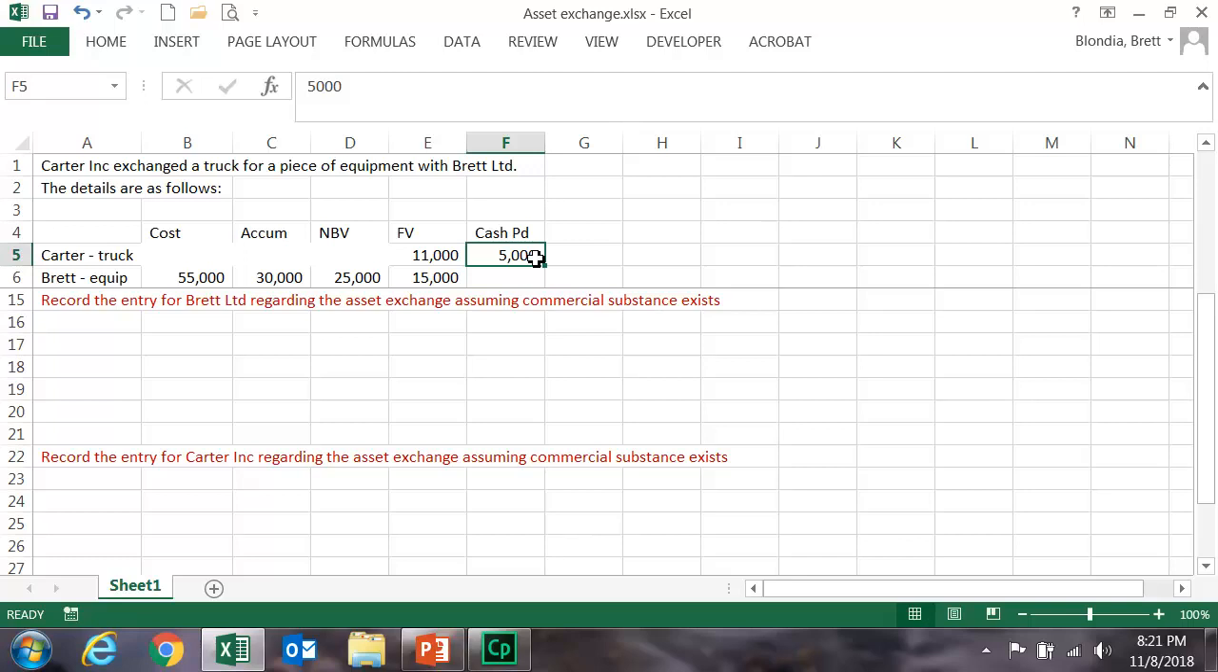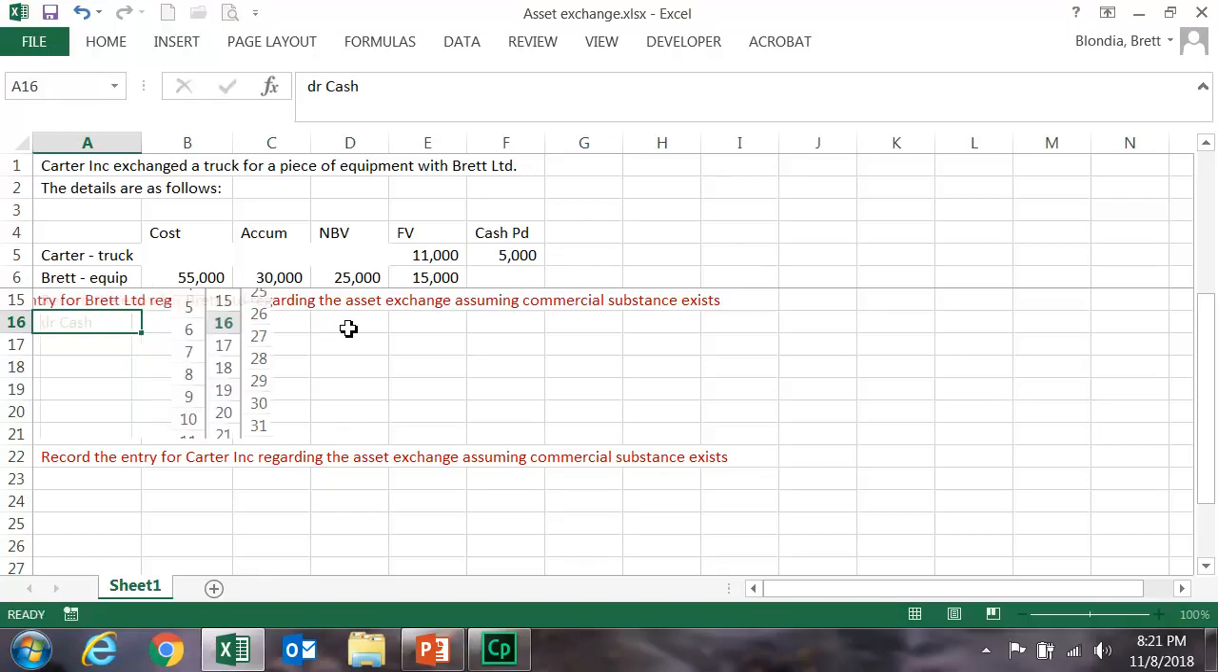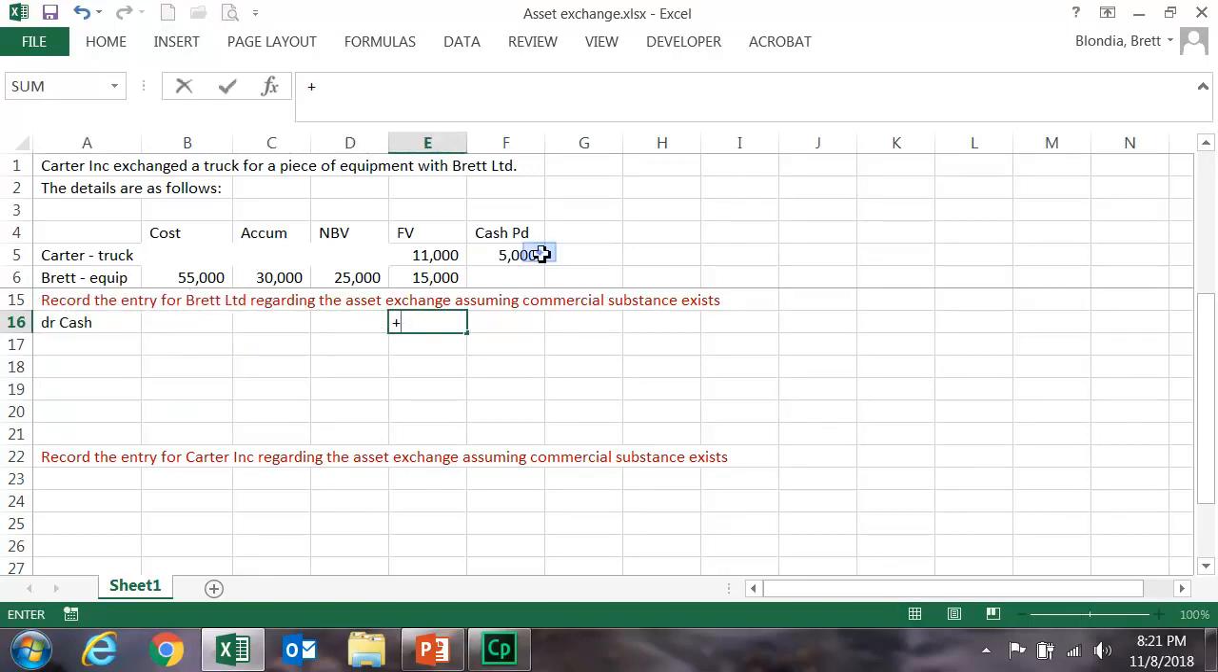Step 1, record the cash. It's a free mark. If you got cash back, that's a debit. If you paid cash out, that's a credit. In this case, Brett Limited received $5,000 cash, so I'm going to debit cash for $5,000. Pretty simple, right? The second step is to get rid of all traces of the old asset.